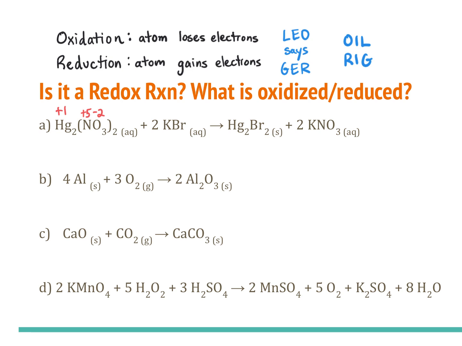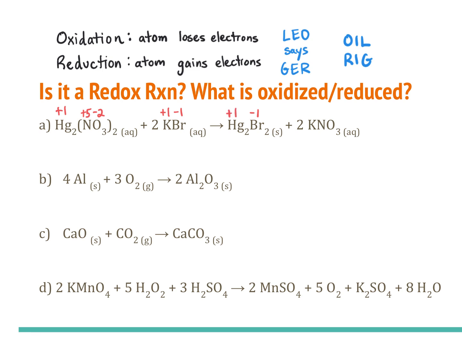Potassium bromide, that's an ionic compound, so assigning oxidation numbers is basically the same as writing the charge for potassium and bromine. When I come over to the product, I look at bromine. Bromine has a -1 charge. So if there's 2 bromine, each -1, then the mercury has to stay +1.